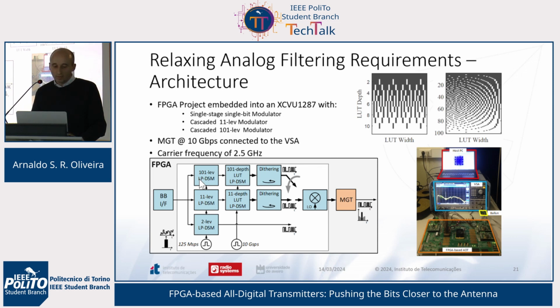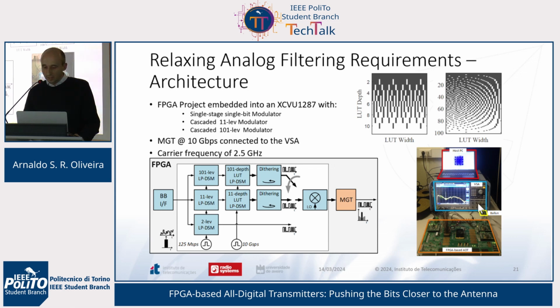Then we have the lookup tables. We also used dithering in order to distribute noise. Then we perform the up conversion, we apply it to the MGT, and basically the MGT output serializes the high-speed bit stream that results from this processing.